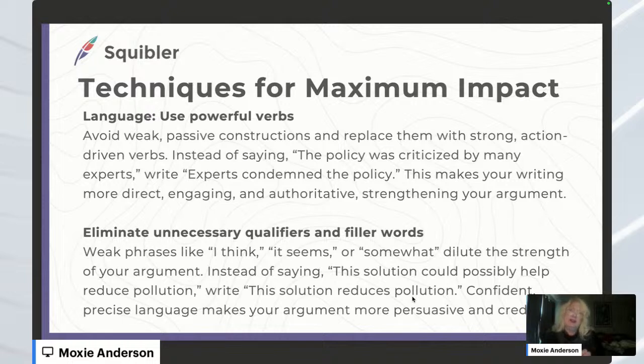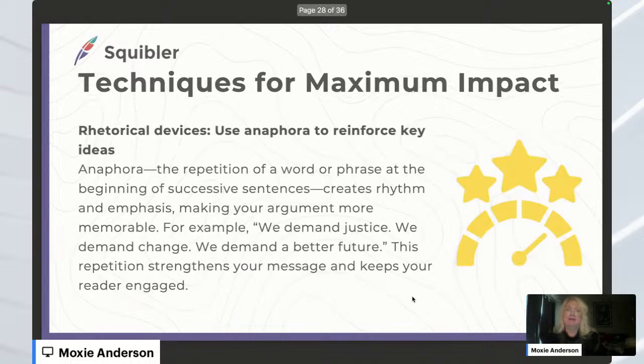You can use Scribbler's quick edits or the rewrite custom function to make sure that you're writing with powerful language in active voice. You also want to eliminate any unnecessary qualifiers or filler words. So weak phrases like I think, it seems, or somewhat are going to dilute the strength of your argument. Instead of saying this solution could possibly help reduce pollution, you want to write this solution reduces pollution. Confident and precise language are going to make your argument more persuasive and credible as well.